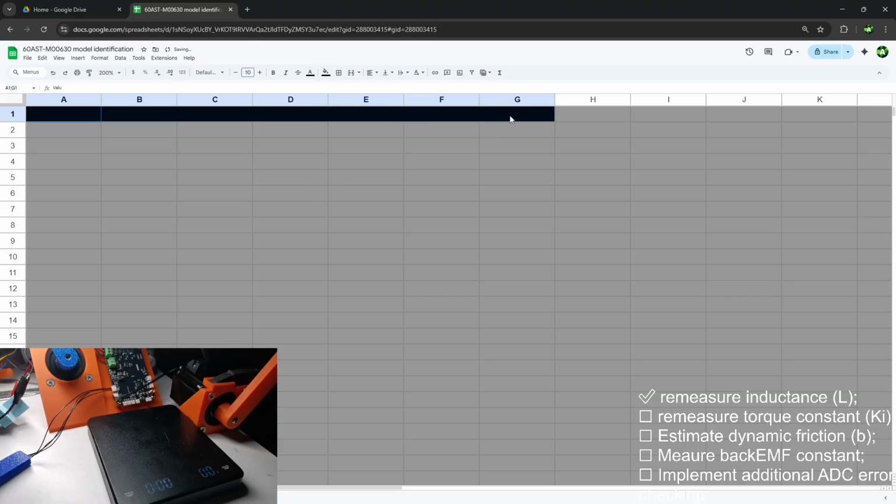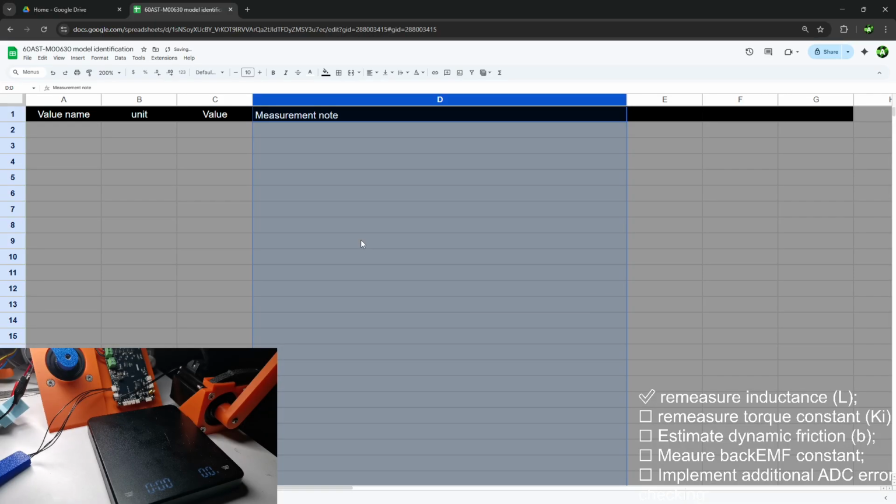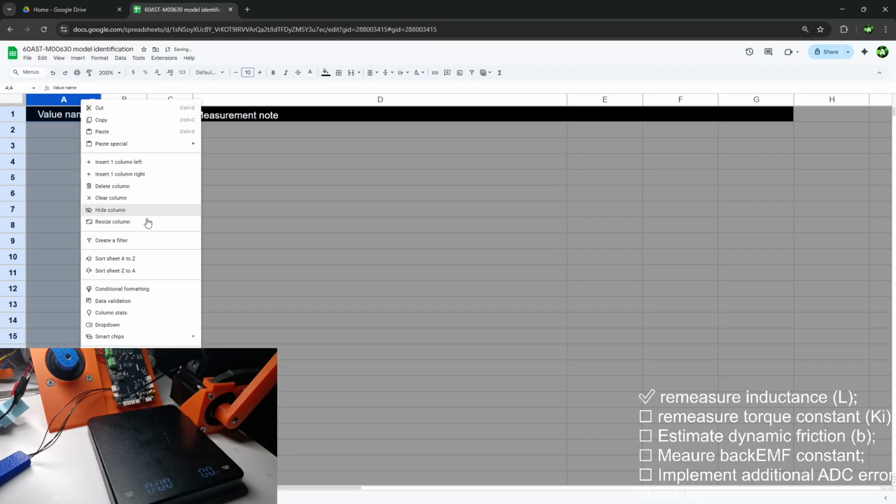Okay. Let's also switch text to white. Value name, unit, value. And let's say like that. And also a measurement note. Note. Okay, and this should be a thick border. All right, and this can be a small one. Both of them can, and this should be a thick one as well.